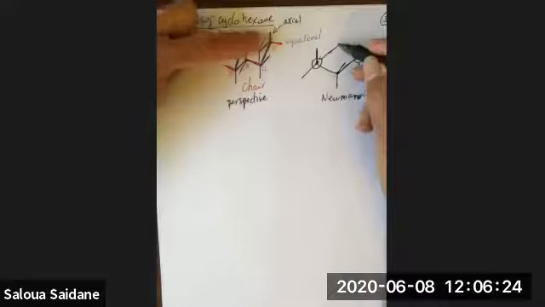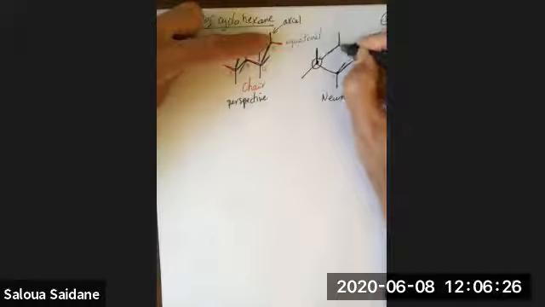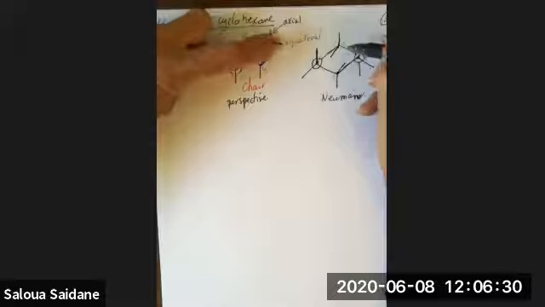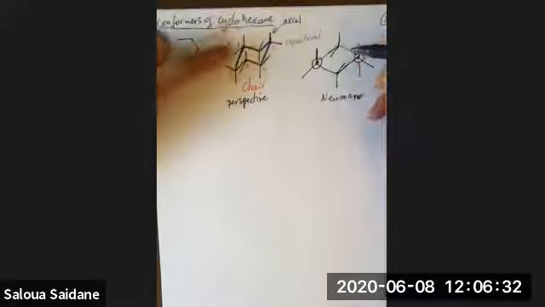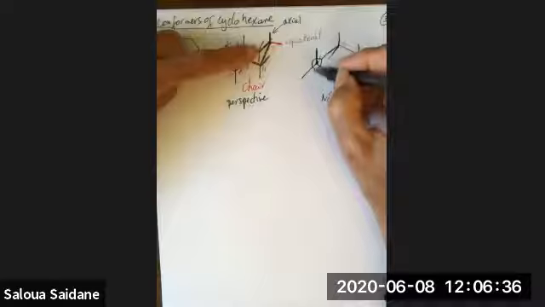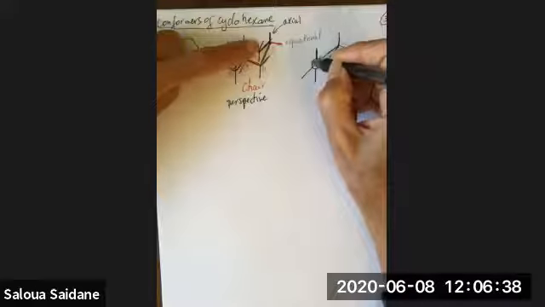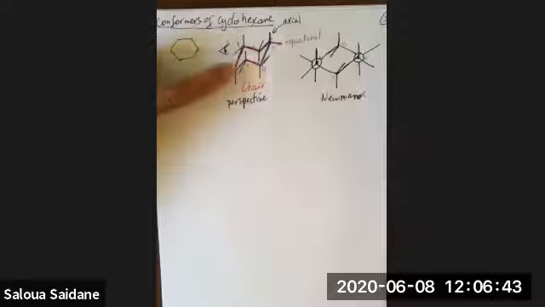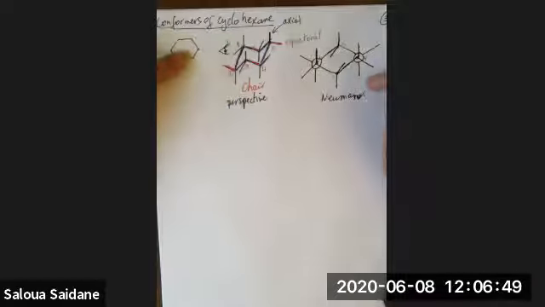Now, on the 5, you have an axial which is going up. And then you have this one, which is here. The pink one is this. And then on the number 6, you have an axial, and you have that blue one, which is coming this way. So this is the perspective projection of a chair of a cyclohexane, and this is the Newman projection.